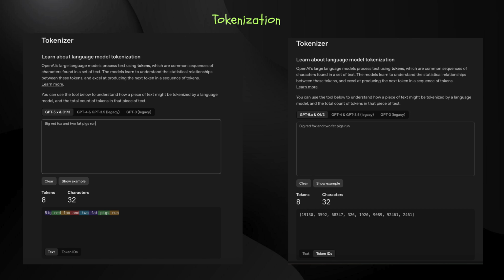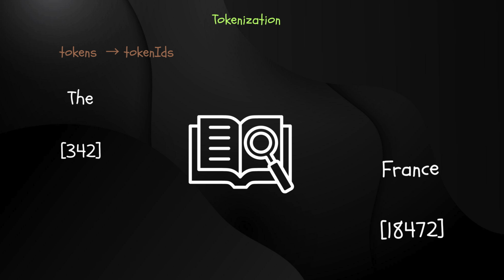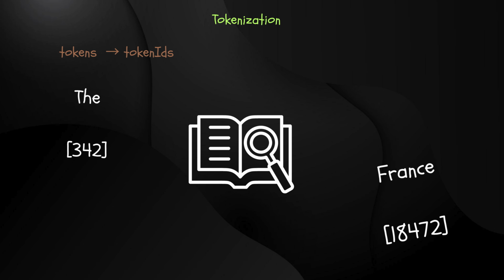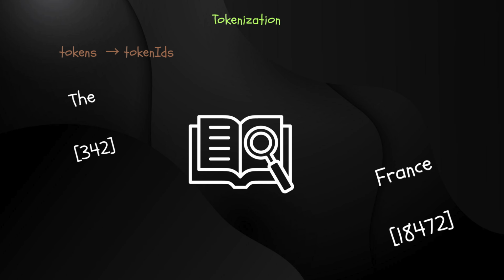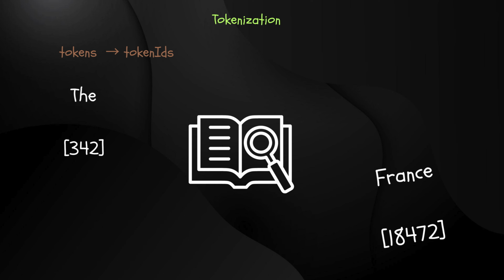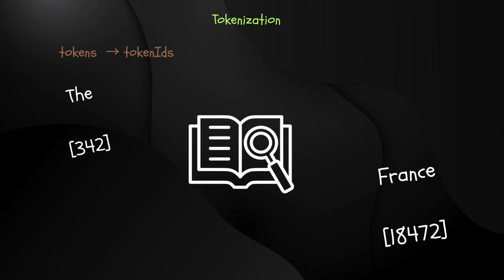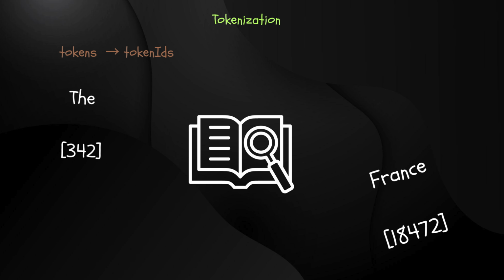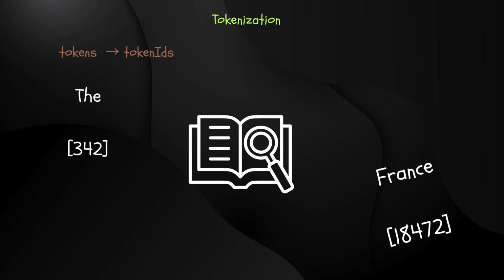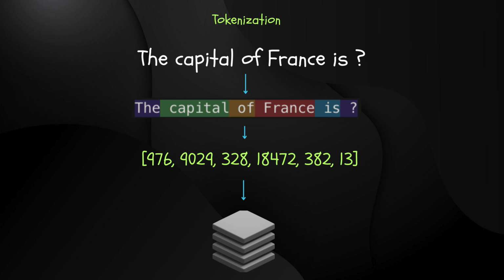This tokenizer is built before the neural network itself. Think of it as a pre-processing step. The tokenizer creates a vocabulary. Every token in that vocabulary gets a unique number called a token ID. For example, "the" might become 342. "France" might become 18472. The actual numbers vary by model, but the idea is the same. These token IDs are what enter the model.